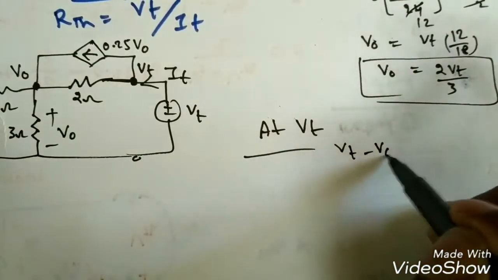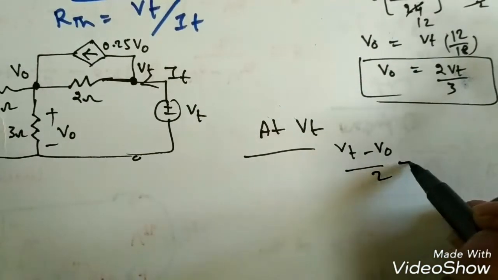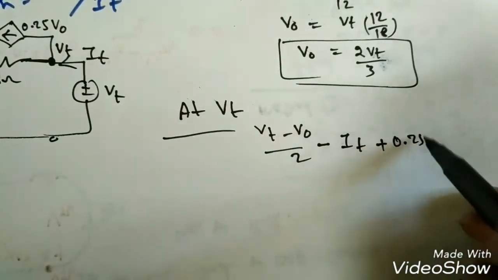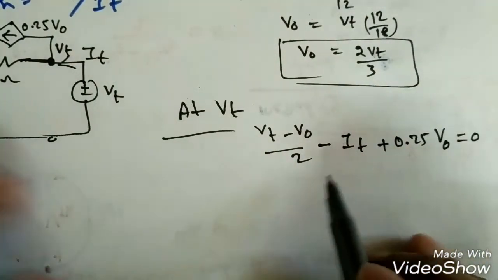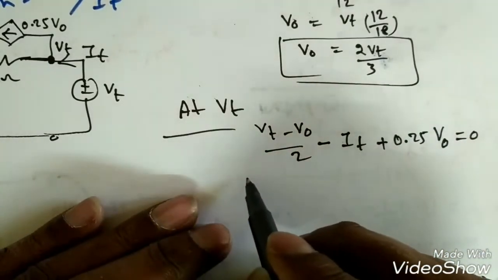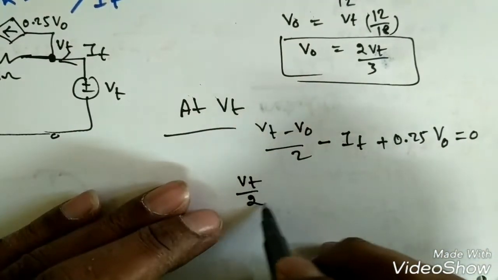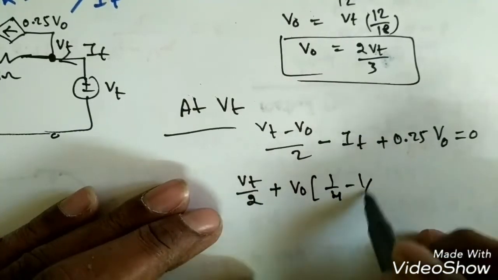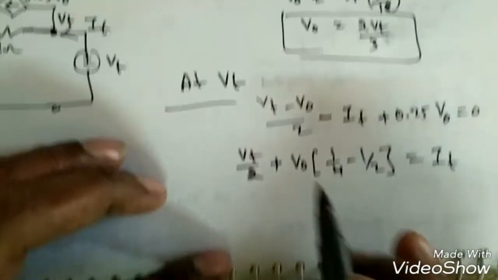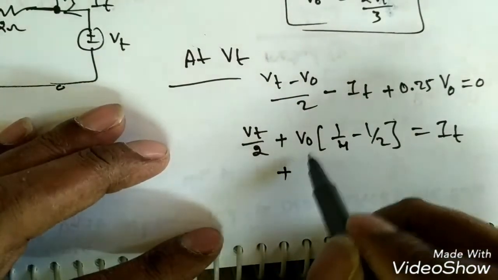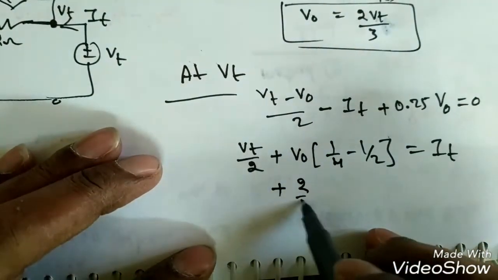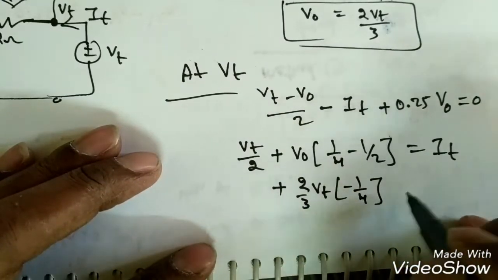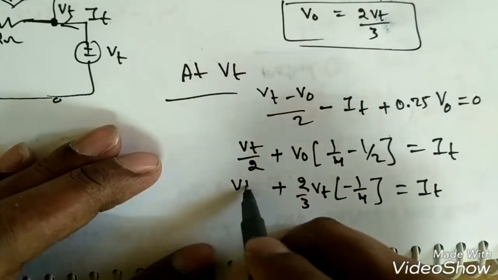Now similarly at Vt, what is the equation? (Vt minus V0) by 2 minus It, because this is current I know, plus 0.25 times of V0 equal to 0, right? Now again if I take Vt common, Vt by 2 plus, if I take V0 common, this is 1 by 4 minus 1 by 2, is equal to It. So what is this V0? V0 already we know, that is 2 by 3 Vt into (1 by 4 minus 1 by 2) minus 1 by 4 is equal to It. So this is Vt by 2.